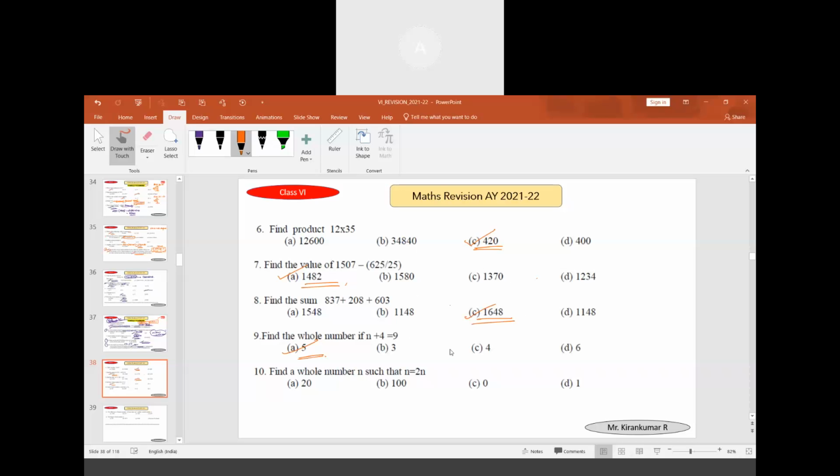Ninth one, we have to move 4 to the right hand side. We use a word for that: transposed. 9 minus 4 is equal to 5. Option C.